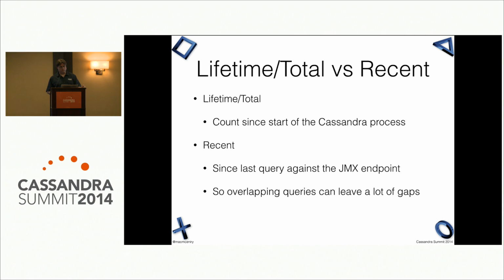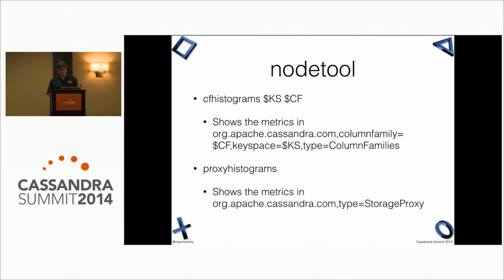So if you're running anything long-standing that's taking a look at stuff, you want to go straight to the JMX metrics and look at the lifetime or total ones. The recent ones are really going to be influenced by nodetool. Speaking of nodetool, it has two useful commands inside of there. CF histograms, which will take a keyspace and a column family as its arguments, and then proxy histograms, which we'll talk about for the storage service.